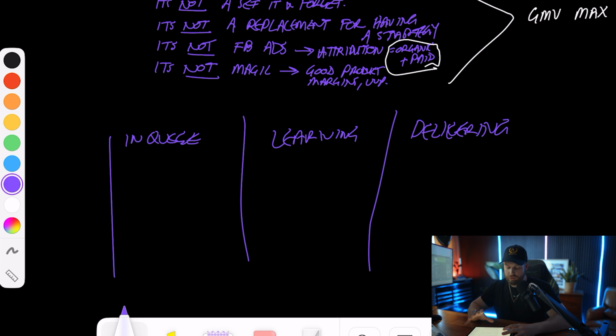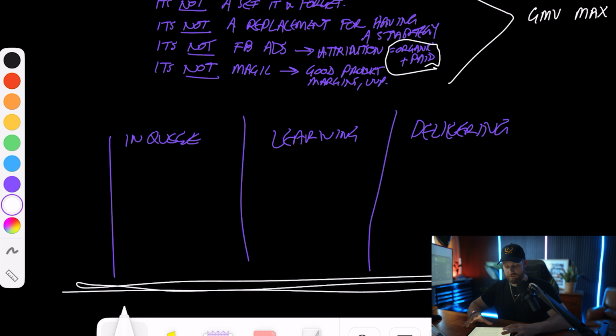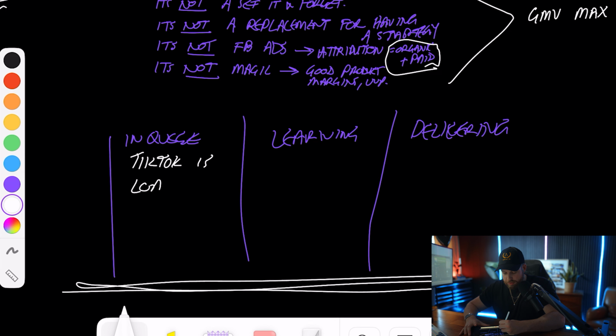The reason why this is really important to understand is because this is how the actual campaign functions. This is what happens. This is giving you an inside look into the brain of the GMV Max campaign. So let's talk about what in queue is. This is where TikTok is loading up your creative.